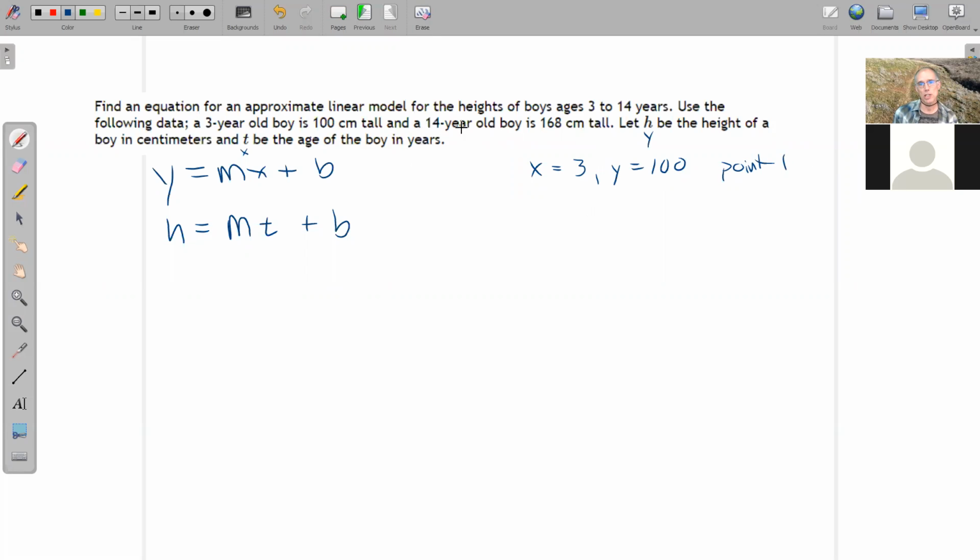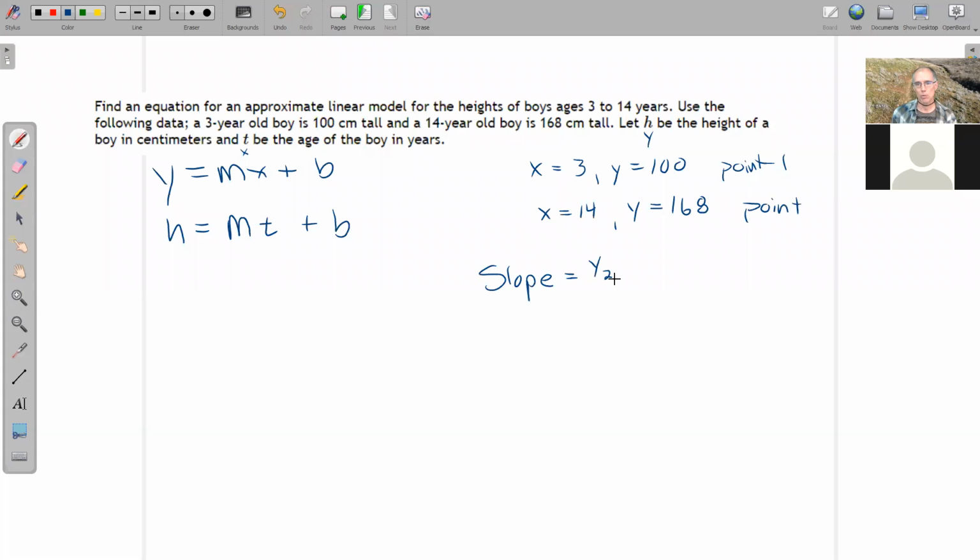And then for a 14-year-old boy, their height would be 168 centimeters tall. That's a pretty good size 14-year-old boy. So this would be x equals 14, y equals 168. And so that can be our point 2. So they don't give us the slope, they don't give us the y-intercept, but we can calculate them with this information. So the first thing I would do is the slope.